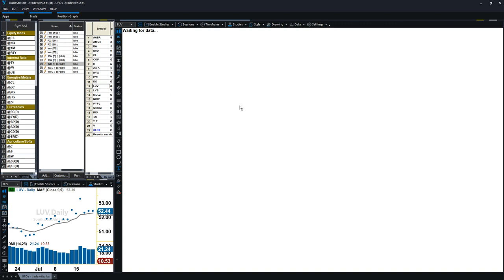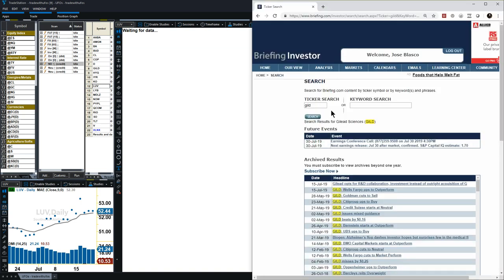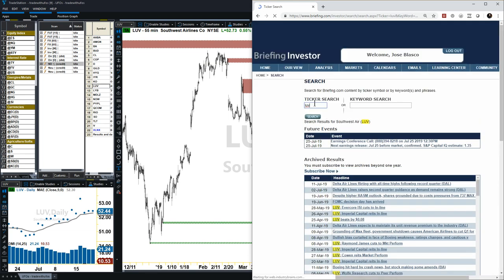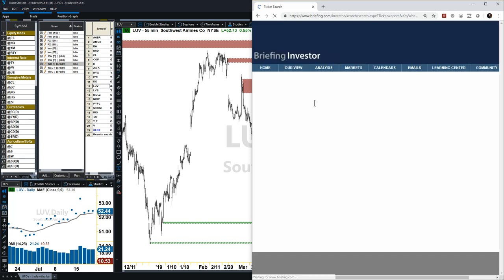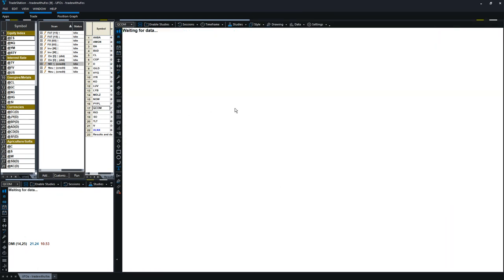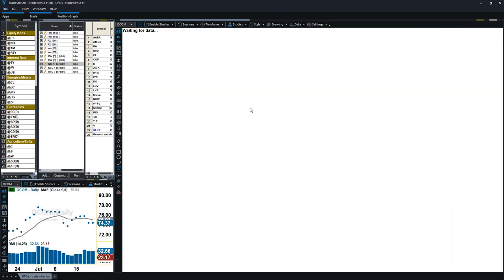So looking at LUV, let's look at earnings. Earnings would be happening on the 25th, so I cannot use LUV on the 25th. 26 is the earnings, right? So Qualcomm would then be my next choice based on the list. Qualcomm would be 31, so Qualcomm is a valid candidate. Okay, so we will look at Qualcomm, look at the performance of the UFOs, and look at whether we need to use pre and post market or only regular session hours.